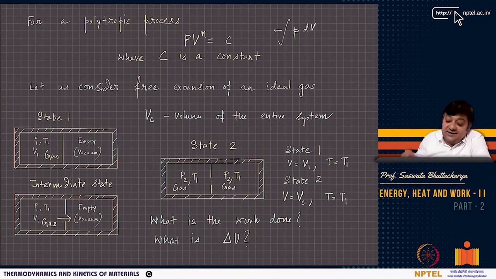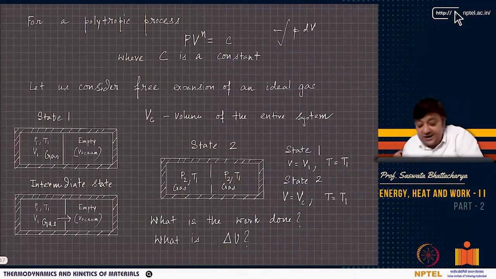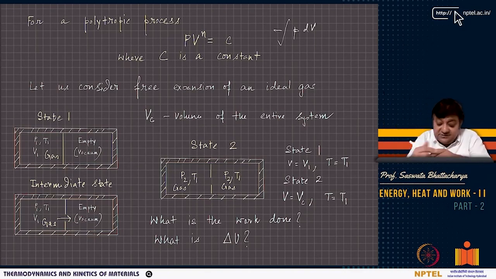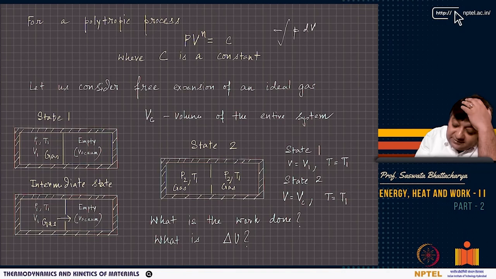Now, consider a very interesting problem of free expansion of an ideal gas. So you have an ideal gas, and this is the state 1. In state 1, you have an ideal gas at temperature T1, pressure P1, volume V1, and the other side of this composite system. This composite system has one system 1 and another system 2, two subsystems of a full composite system, separated by a wall.